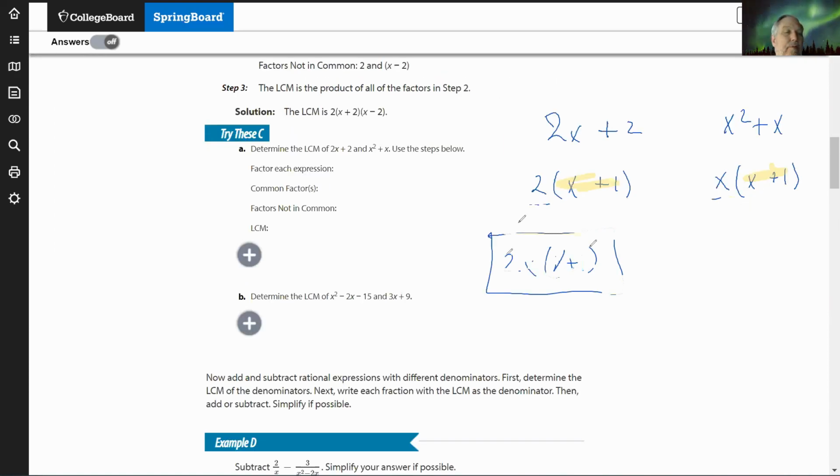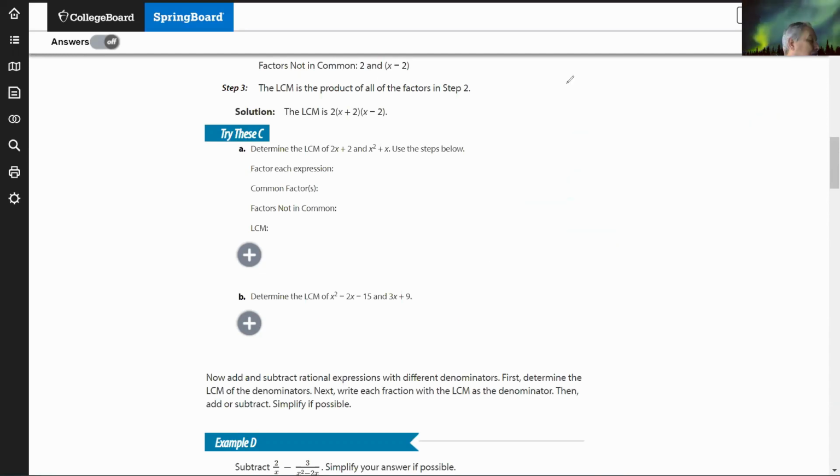All right, so the next one we're going to try is determine the least common multiple of x squared minus 2x minus 15 plus 3x plus 9. And so I'm going to do the same kind of thing here. I'm going to factor each of the two polynomials. So the first one is going to be x squared minus 2x minus 15.